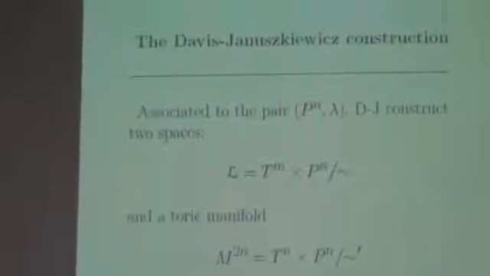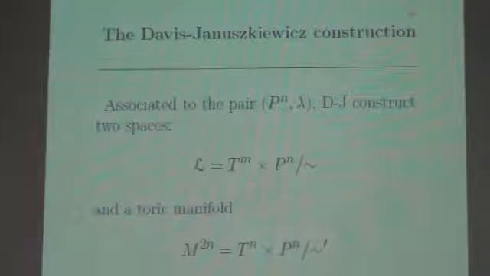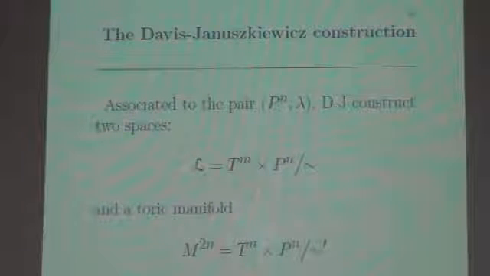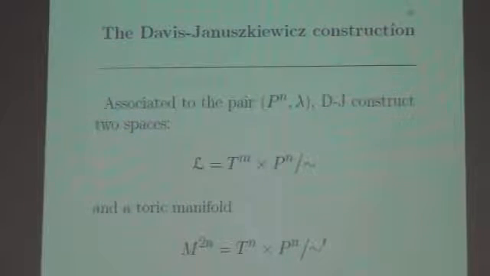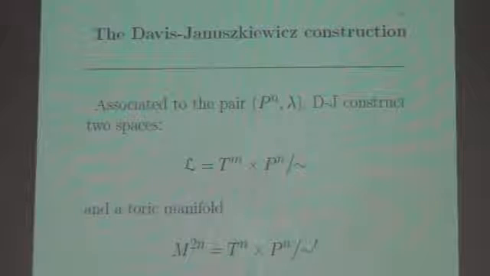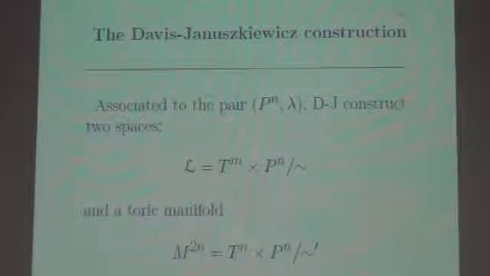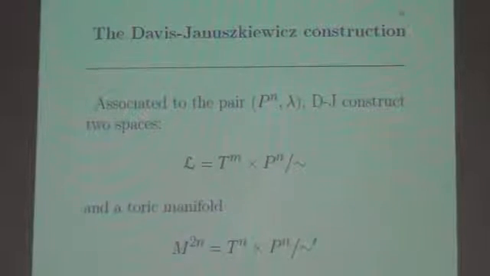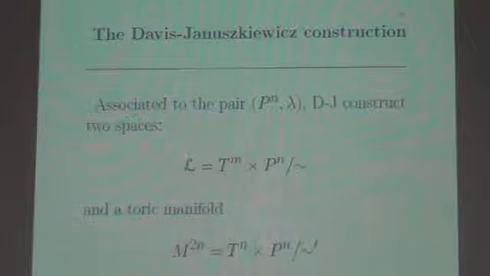So Davis and Januszkiewicz make two constructions. One involves the M torus and the polytope, and the other one, of the toric manifold, which I've not said how the construction goes, is made from the quotient of the N torus type Pn. So what do these constructions do? These are very, very different constructions, and in fact the gist of our work is to convert the bottom construction into the top one. That's what we're going to do.